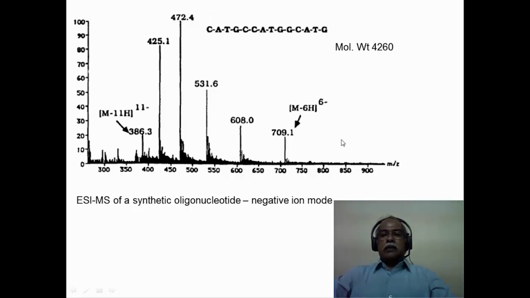So this is a 6- charged species. The molecular weight is 4,260. It is not a very large molecule. Nevertheless, one can see, for example, all the way up to M minus 11H. In other words, 11 negative charges are present in the skeleton of this particular polynucleotide. And if you divide the 4,260 by 11, you essentially get around 386 or so, corresponding to the molecular weight of this particular oligonucleotide molecule.